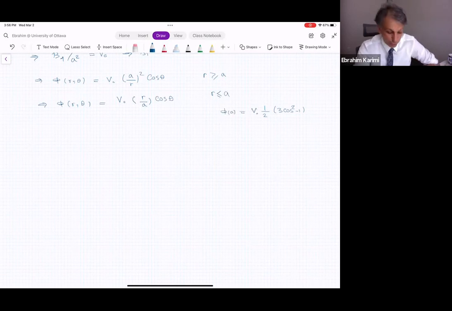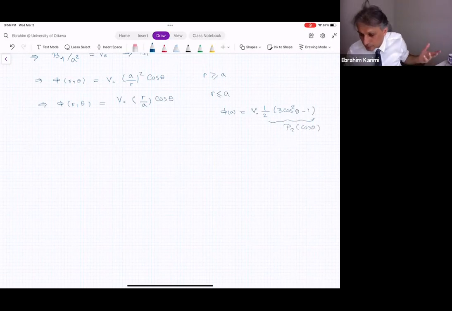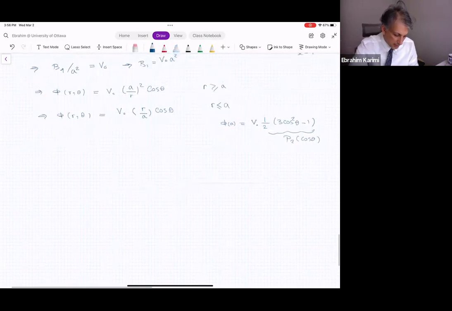And then I will ask you to solve it. Cosine theta minus 1. The key point here is the same. This is P2 of cosine of theta. So the only term that will remain is the L equal to 2 term. So remember, whatever is the form of the potential, it seems that is imprinted in the space.